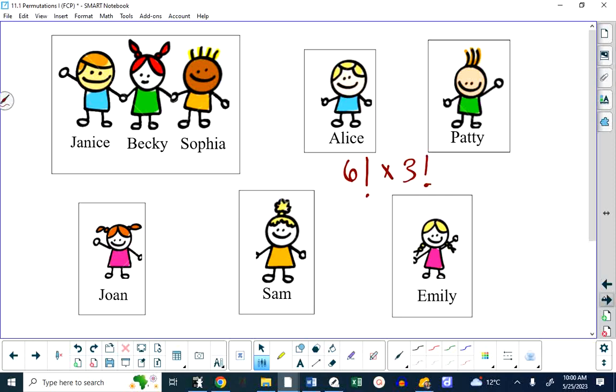Let me give you an example now of what you might see on an exam. What you might see on an exam is the number of ways to arrange the girls so that Janice, Becky, and Sophia are together is a factorial times b factorial, and I could ask you what are the values of a and b. Or I could say what is a plus b? 720 times 6, I couldn't tell you. Will, do you have an answer? 4320. 4320?